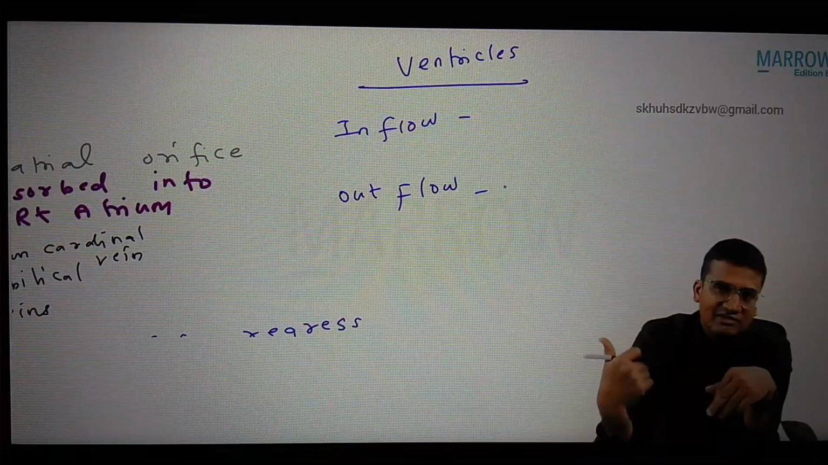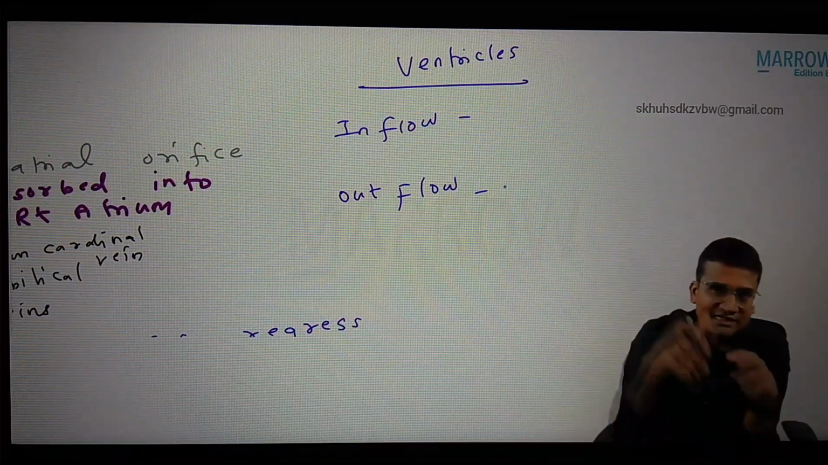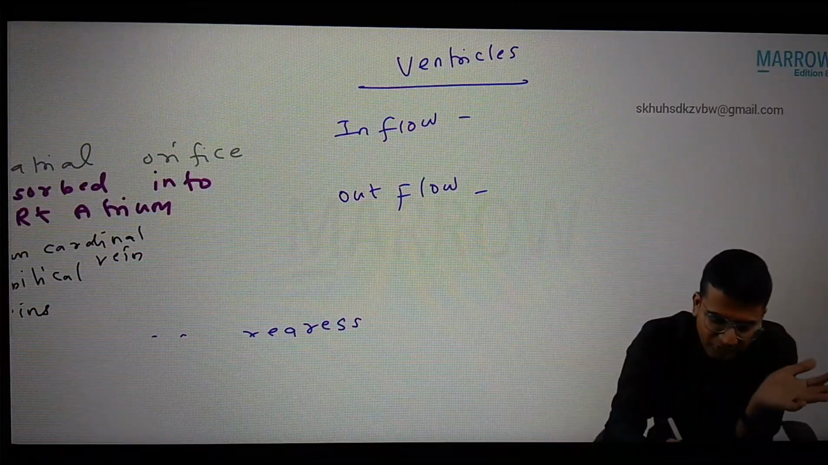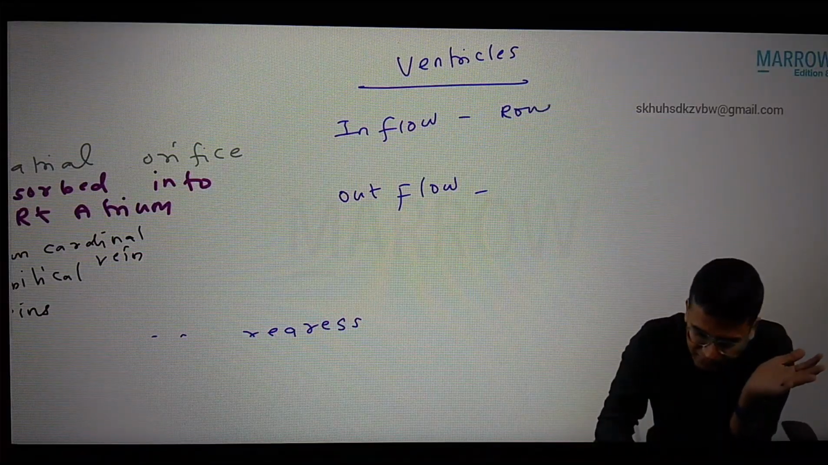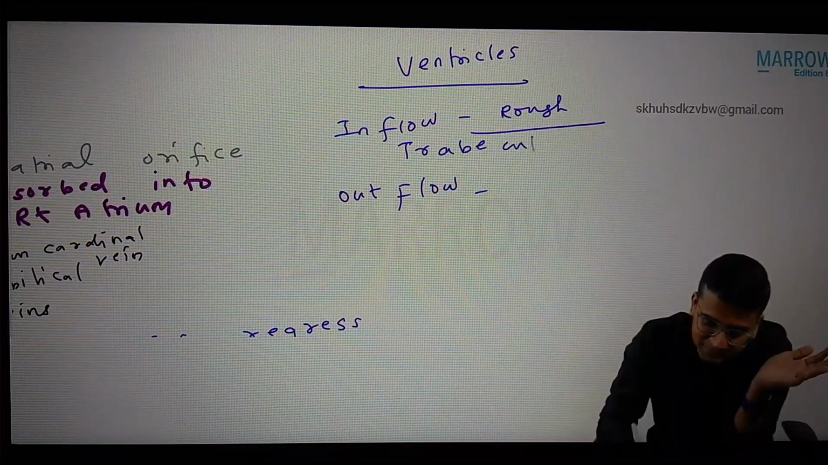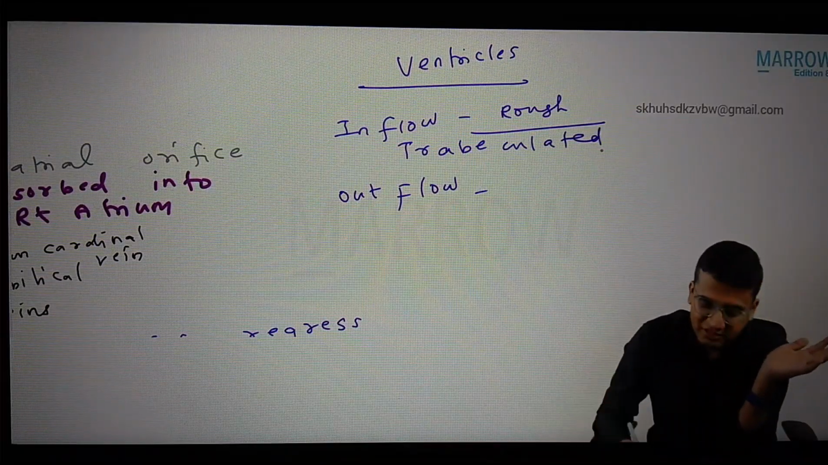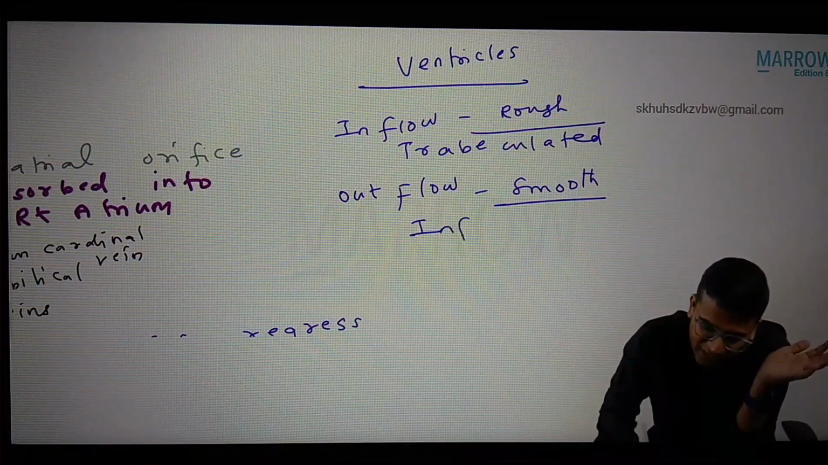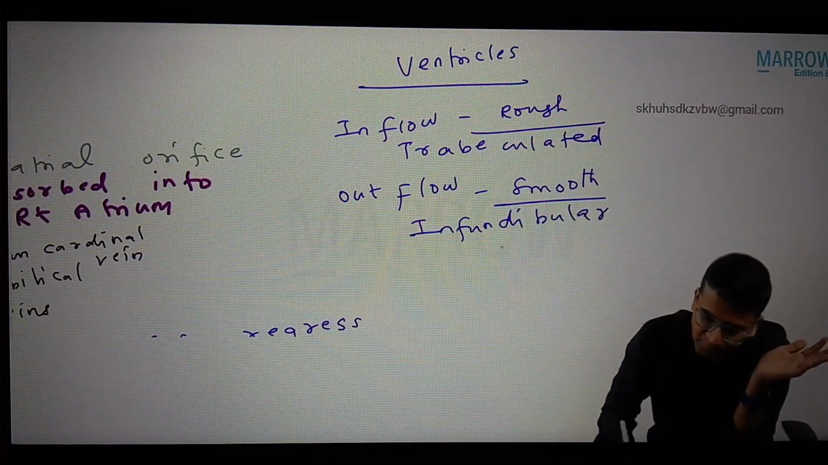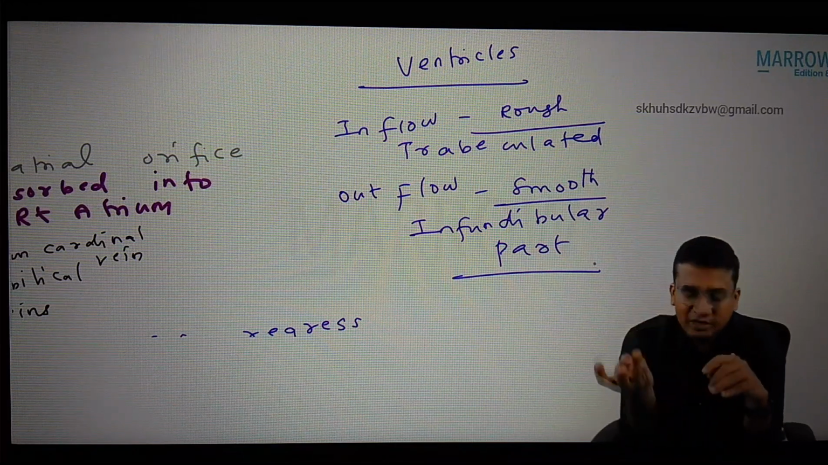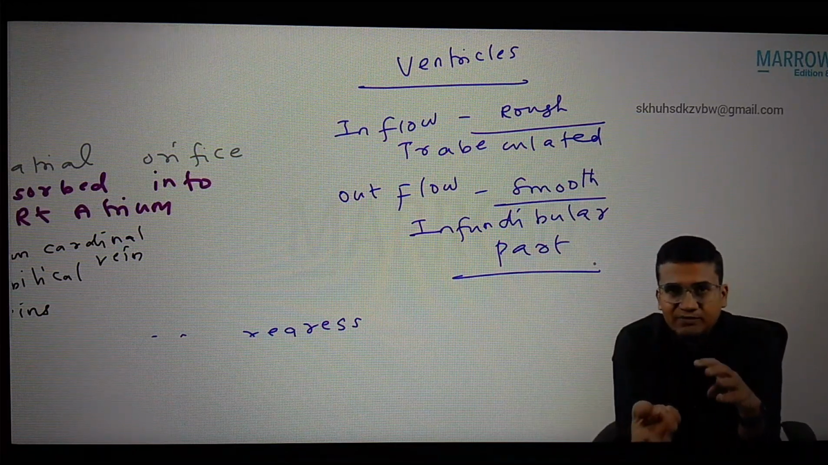Right ventricle, pulmonary artery; left ventricle, aorta. So blood is going in that direction, no? Artery. That is called the outflow part of the ventricles. The inflow part of the ventricles will be rough, and that part is called the trabeculated part. The outflow part of the ventricles will be smooth, and that part is called the infundibular part. Okay. So each ventricle has two parts: number one, trabeculated part; number two, infundibular part.